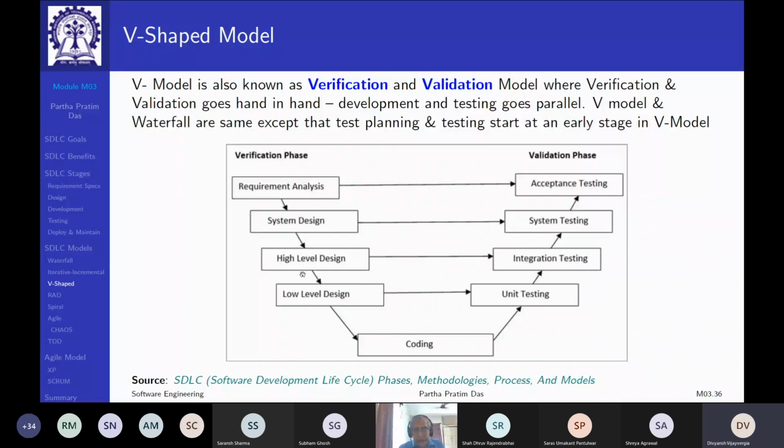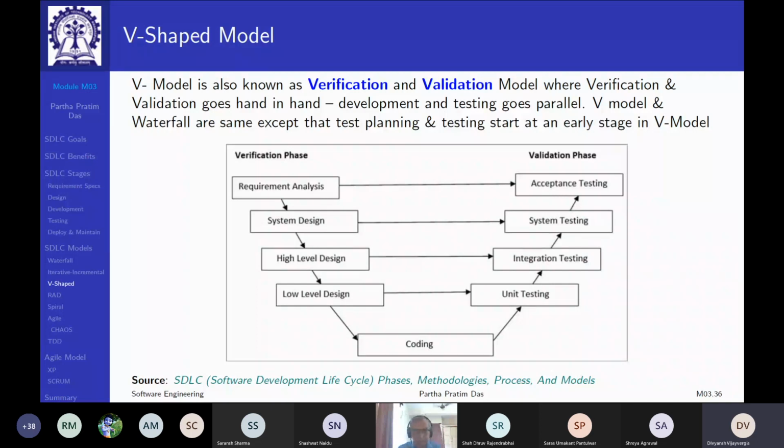So if you just follow these arrows, with coding being the substantial bottom line, it actually is a waterfall. But the difference is the cross arrows, which say that you do not wait for the testing related activities, like you do in waterfall, till the end of coding. Rather, at every phase of verification, when you are defining it, you are defining the corresponding process to validate that. That if this is my requirement, what will be my acceptance?